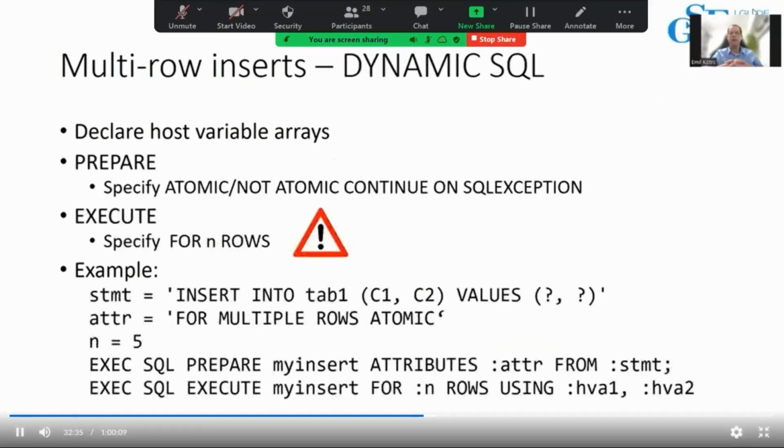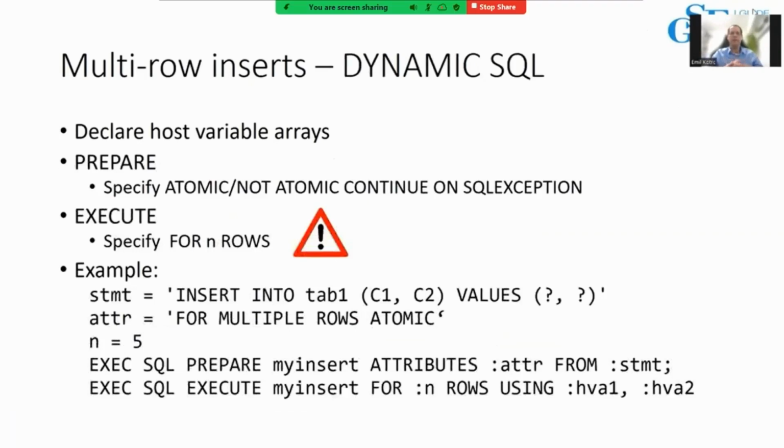Now, if I have dynamic SQL, what happens? Again, I need some dynamic host variable arrays. Then I need to prepare my statement, and I need to specify attributes like ATOMIC or NOT ATOMIC. In the prior example I didn't have it, so the default is ATOMIC. Then you need to specify EXECUTE, and that's where you specify FOR N ROWS, so for how many rows actually. It's on the EXECUTE statement.